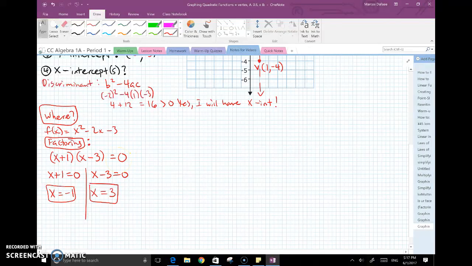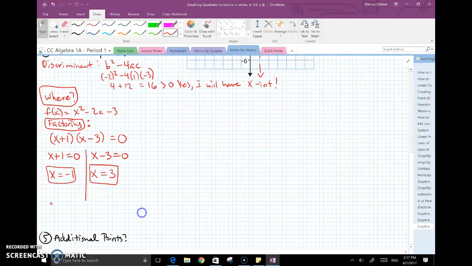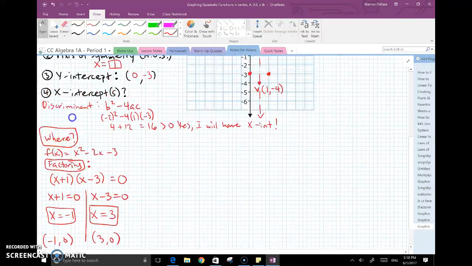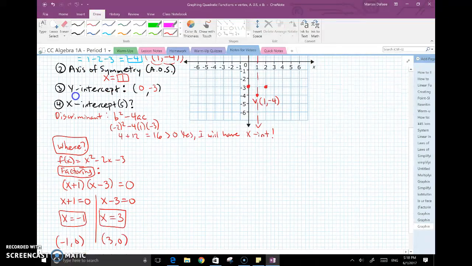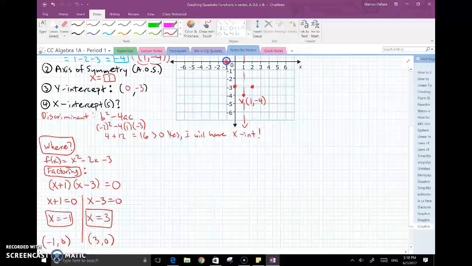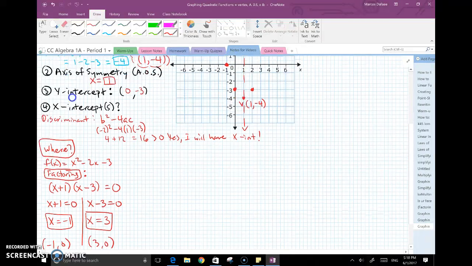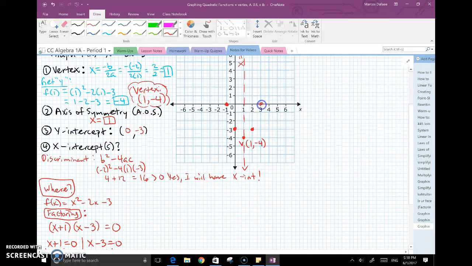So those are my x-intercepts. My x-intercepts then lie at the following places. This would be at -1, 0. This would be at 3, 0. And I can go ahead and put those points directly on my graph, on my coordinate plane, rather. So this would be -1, 0 up here, and then 3, 0 right over there. Now, at this point, I have enough to make a good parabola, and I will do so.